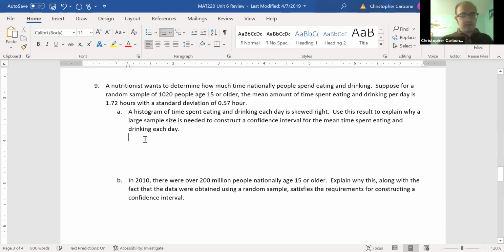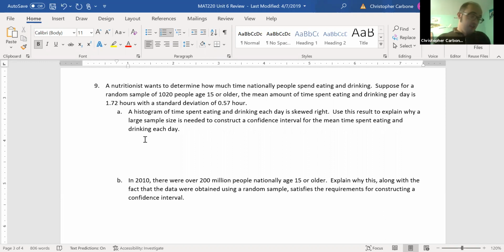Question number 9. I have here, a nutritionist wants to determine how much time nationally people spend eating and drinking. Suppose that a random sample of 1,020 people aged 15 years of age and older. The mean amount of time spent eating and drinking per day is 1.72 hours and a standard deviation of 0.57 of an hour. And let us say a histogram of time spent eating and drinking each day is skewed right. Use this result to explain why a large sample size is needed to construct a confidence interval for the mean time spent eating and drinking each day.